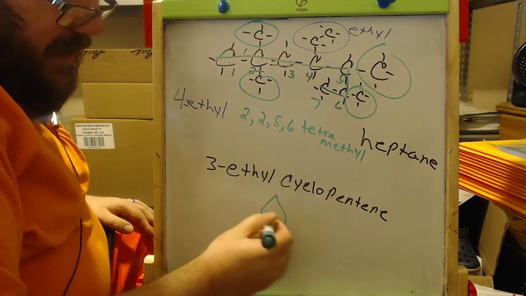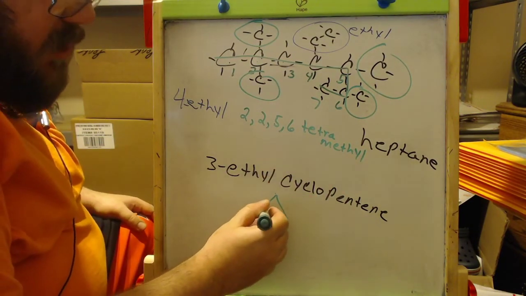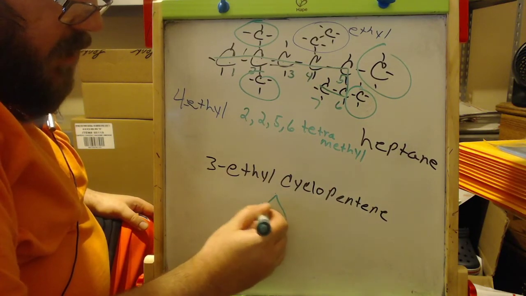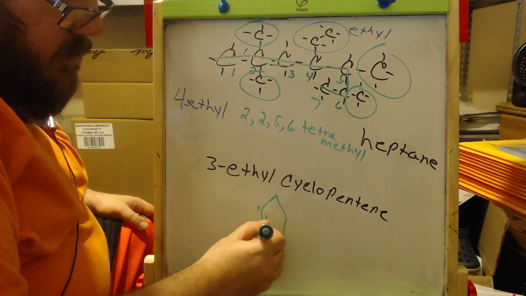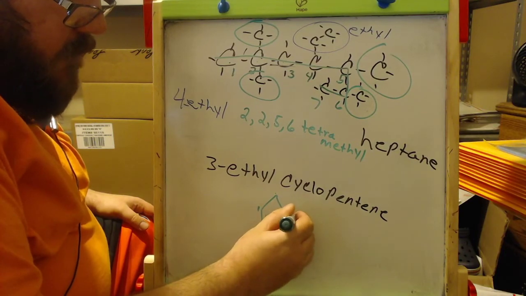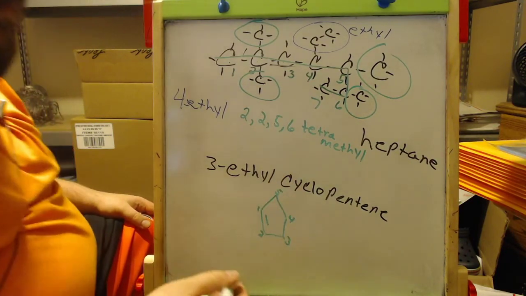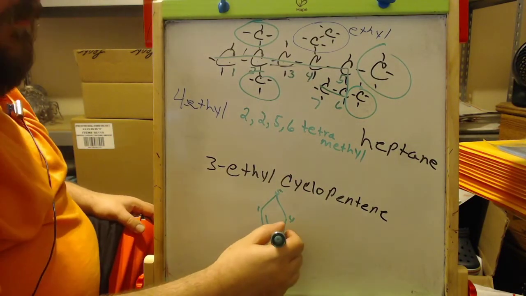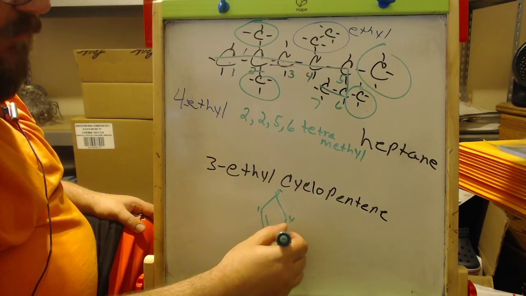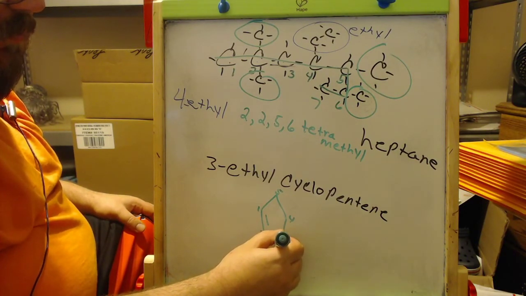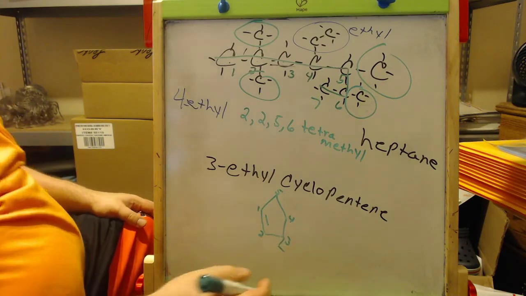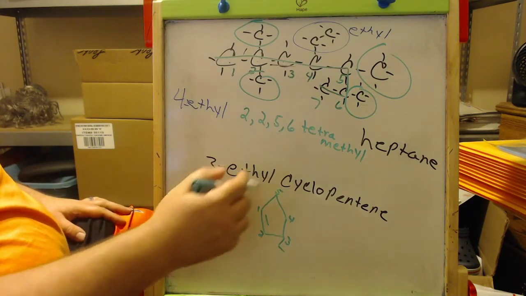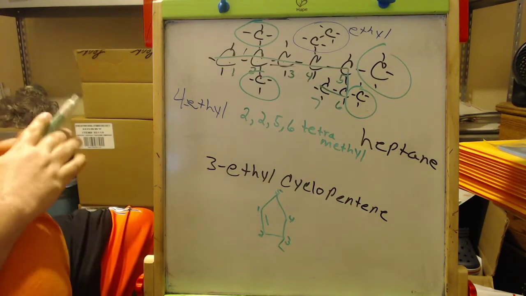It's a pentene. You pick which one you want to be the first carbon. So this is 1, 2, 3, 4, 5. And off the third carbon, I have an ethyl group coming. So there's my ethyl group. So there's 3-ethylcyclopentene.